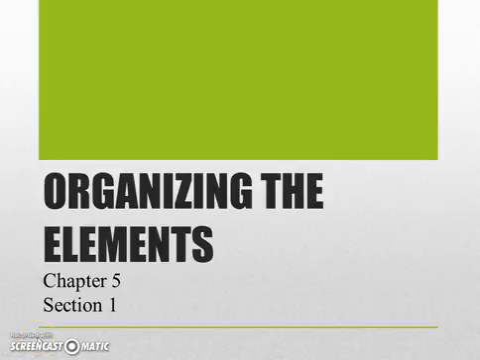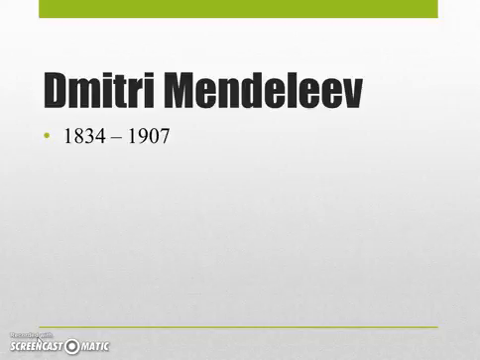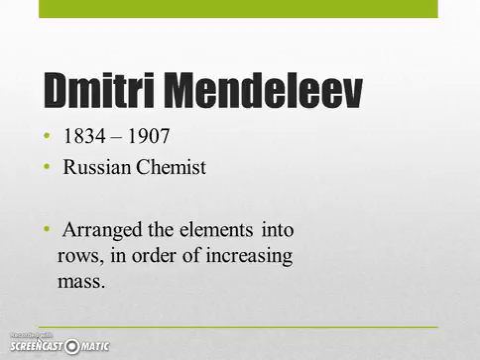Today we're going to cover Chapter 5, Section 1 and 2. Starting with Section 1, Organizing the Elements, we're going to talk about the man who first created the periodic table, Dmitri Mendeleev. He lived from 1834 to 1907. He was a Russian chemist, and he was the very first to arrange the elements into rows in order of their increasing mass.